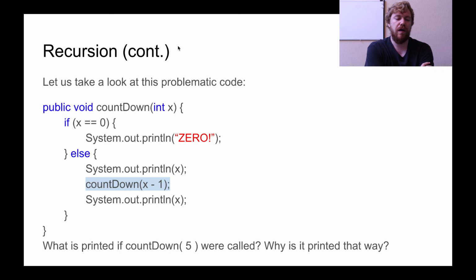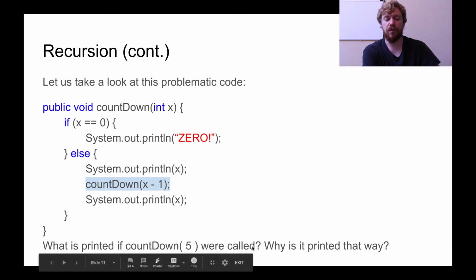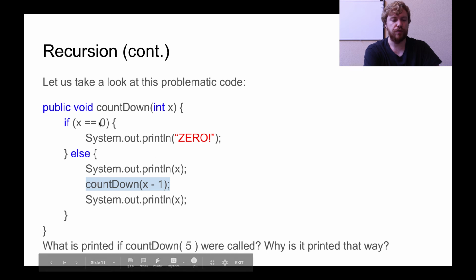And so we can look at another example of code. You'll notice that this is extremely similar to the same example that we just went through, except now we have two print statements essentially surrounding the recursive call here. And so what is printed if countdown 5 is called, and why is it printed that way? I'm actually going to leave that for you guys to do.